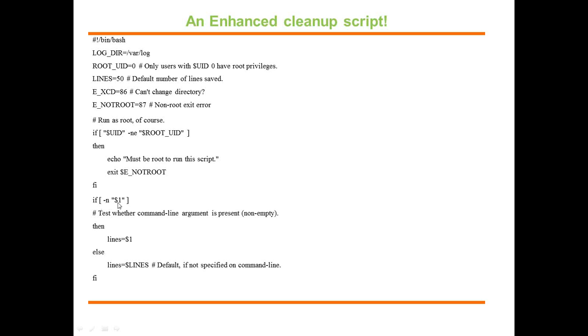If -n $1, if the first argument exists, what do we do with the first argument? It's the number of lines to clean up. In a messages file, how many lines you want to clean up. It's not the entire messages file you want to clean up. This example says the number of lines you are picking up from the command line. If no number of lines is given, by default you are using 50 lines.